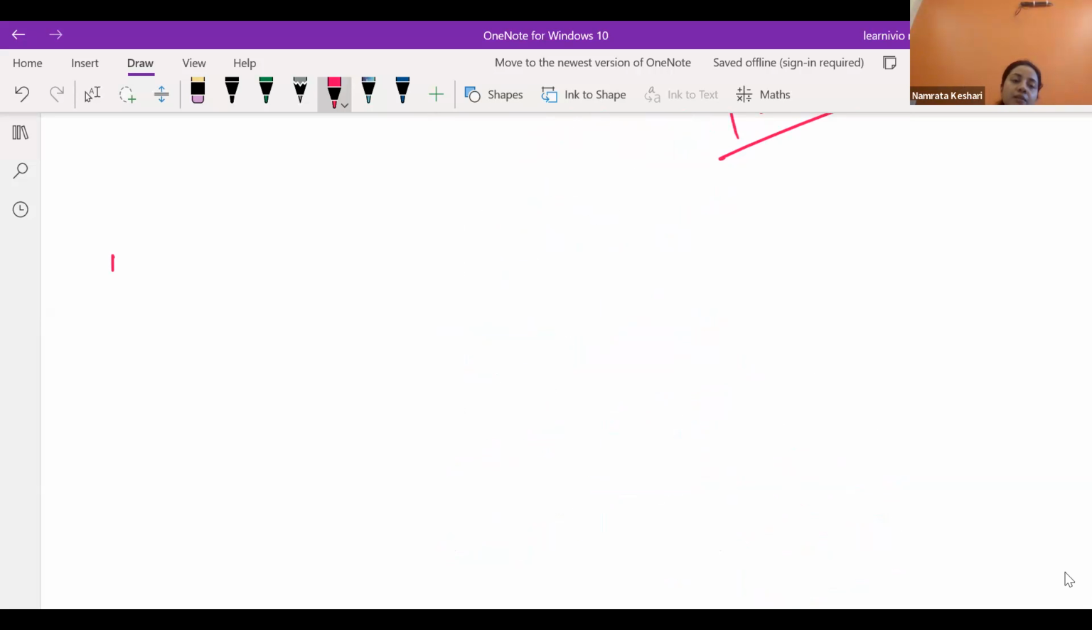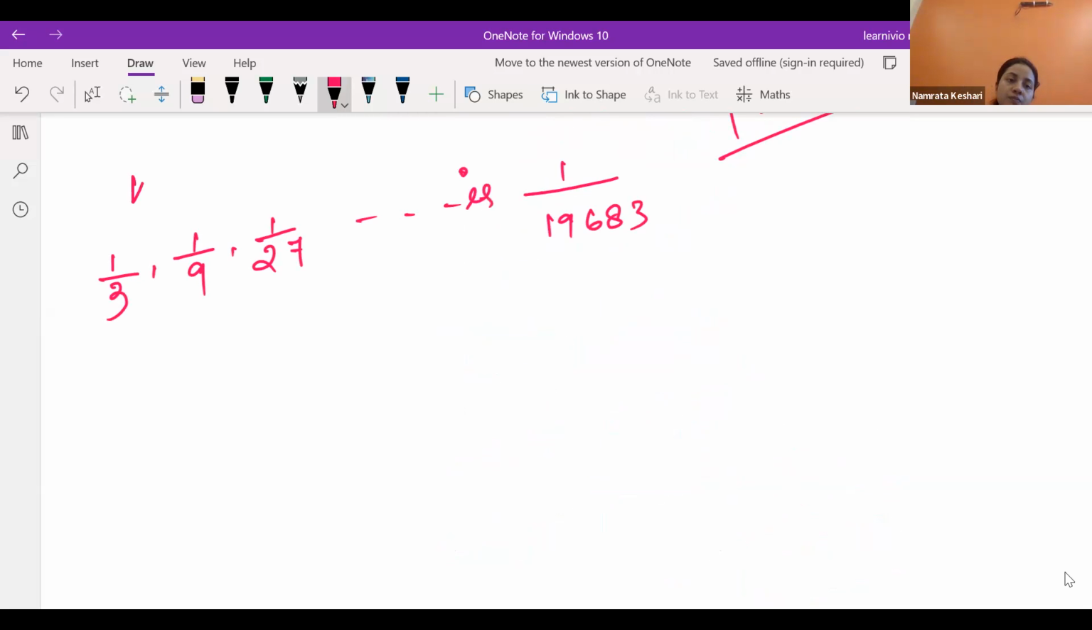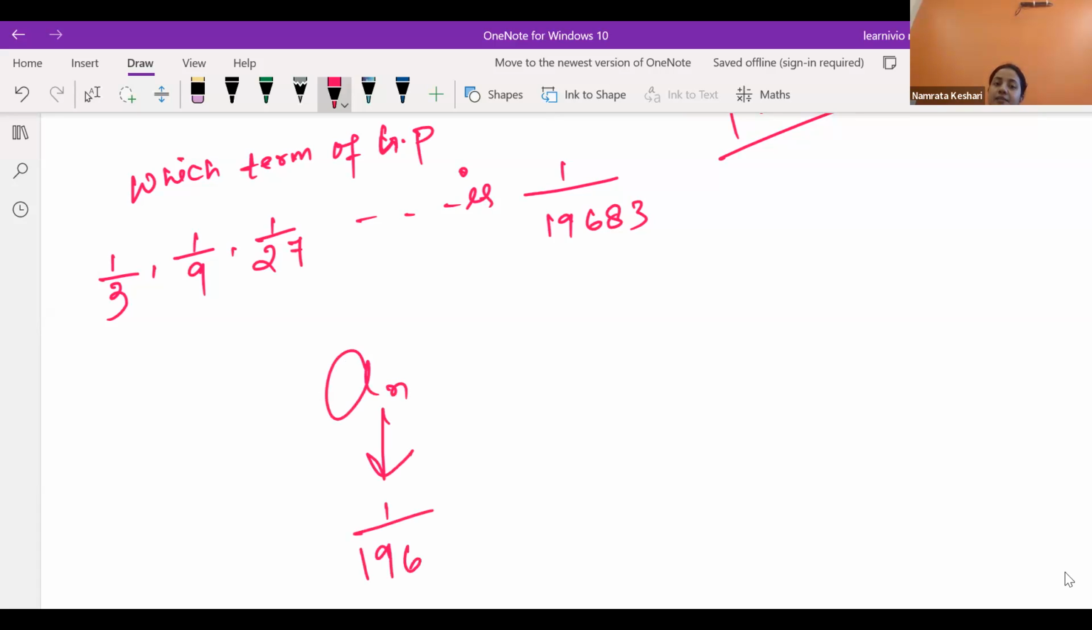If we are having 1 by 3, 1 by 9, 1 by 27, 1 by 19683. Okay. Again, which term of the given GP is this? Which term is this? So again, let's say the nth term is 1 by 19683.